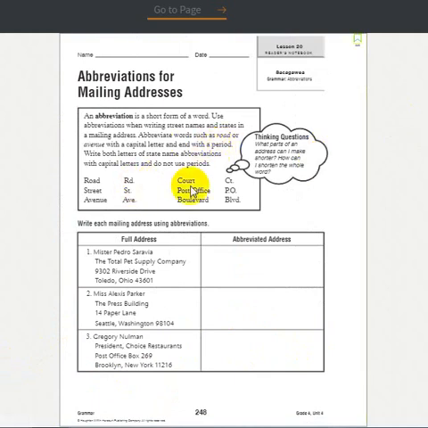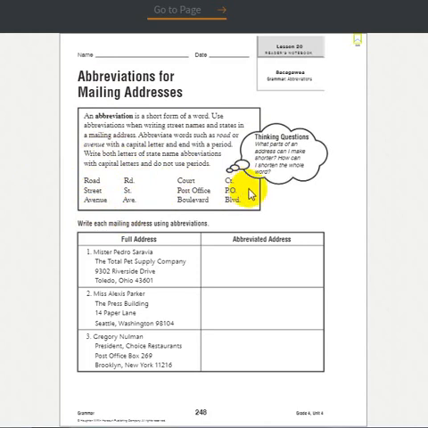So here it's asking us to abbreviate mailing addresses. So an abbreviation is a short form of a word. Use abbreviations when writing street names and states in a mailing address. Abbreviate words such as road or avenue with a capital letter and end with a period. Write both letters of state name abbreviations with capital letters and do not use periods. See over here we got road, RD period, street, ST period, avenue, AVE period, court, CT period.